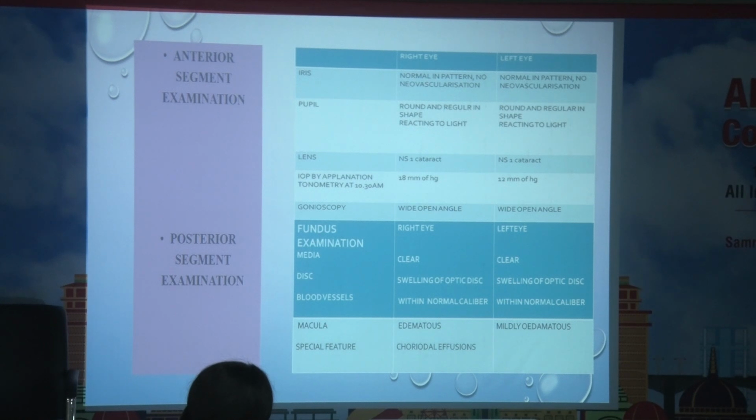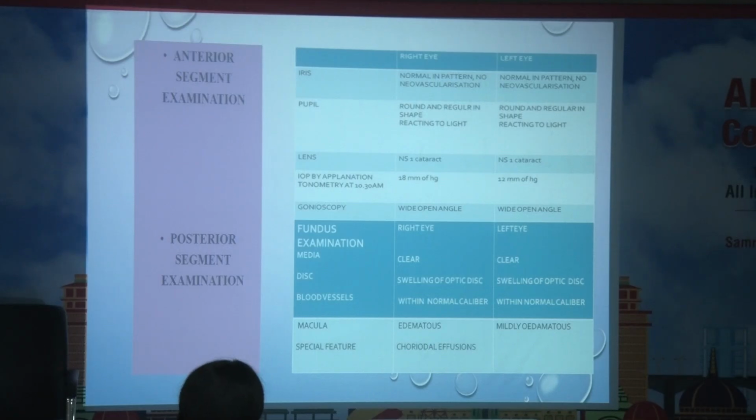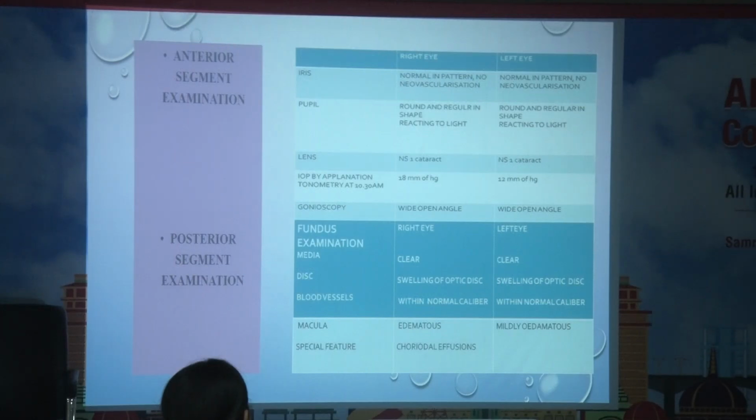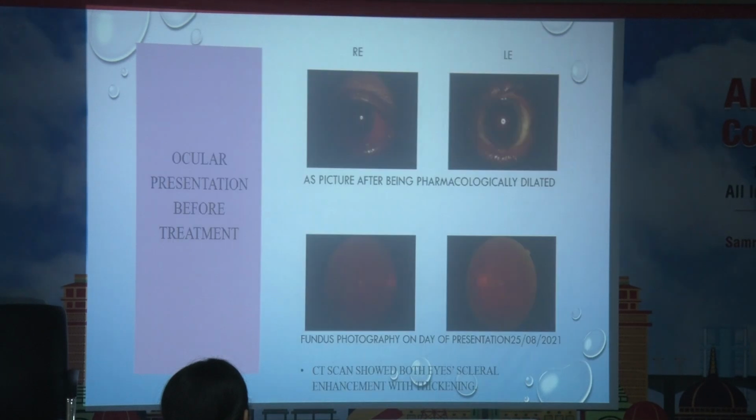The IOP was 18 and 12 mm of mercury in the right and left eye respectively, and the angles were widely open on gonioscopy. On fundus examination, though the media were clear in both eyes, there was swelling of the optic disc in both, and the macula was edematous in both eyes, with choroidal effusions in the right eye.